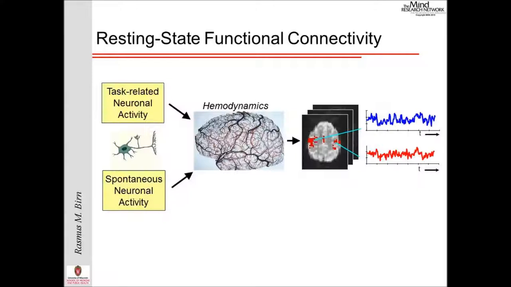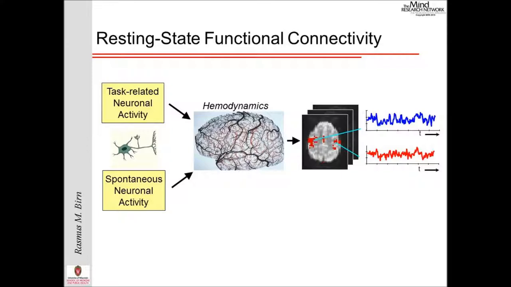The idea here is that in addition to the task-related neural activity that you have going on, you've got spontaneous neural fluctuations as well. And so these spontaneous neural fluctuations travel through the same neural architecture, and we see these represented in these functionally connected networks.